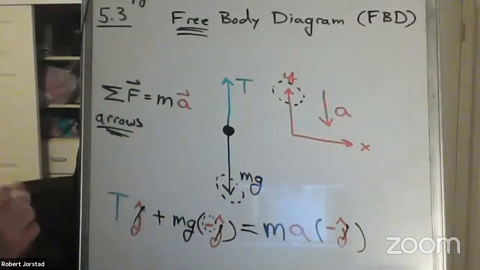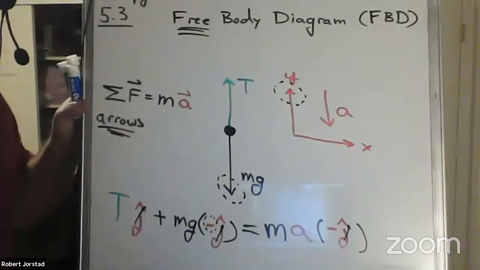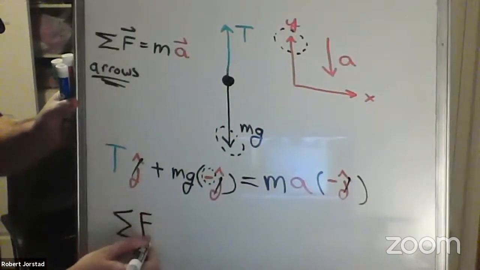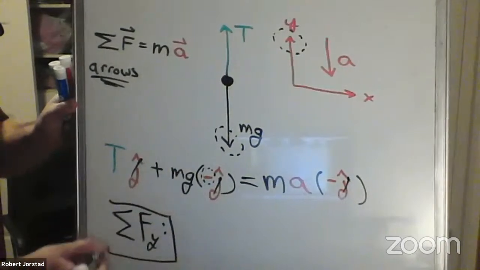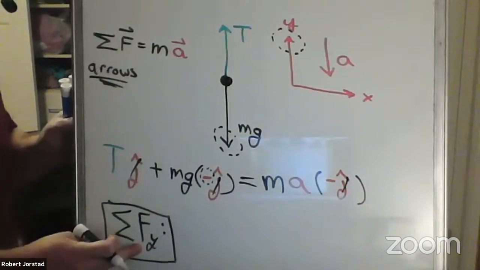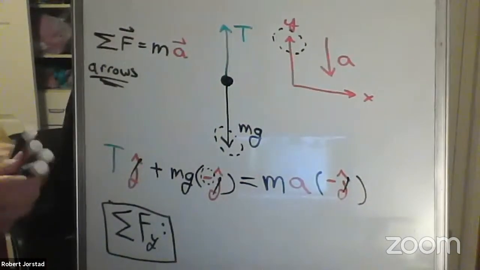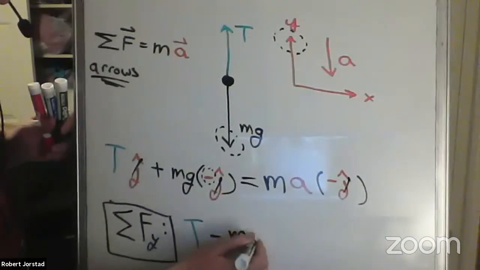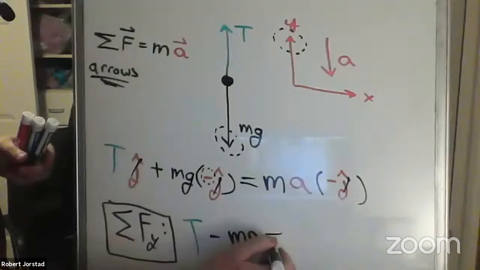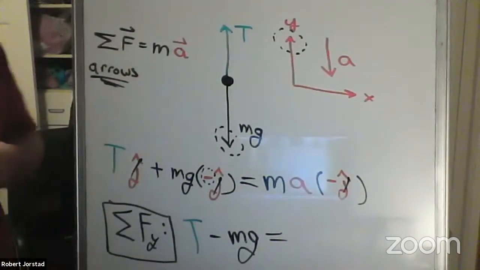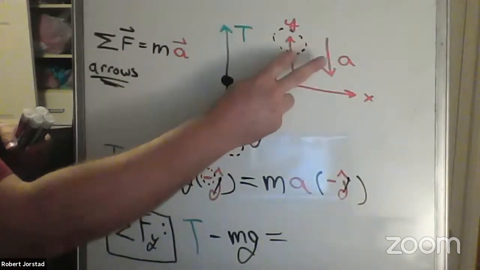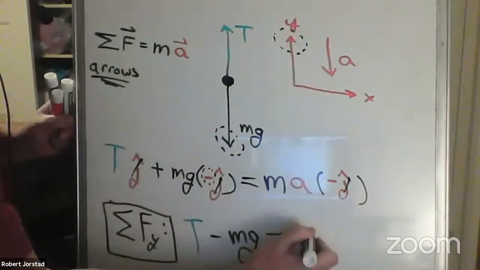Okay. All right. So when I clean this up, this is sometimes how you'll see it written. Sometimes what you'll see is someone writes sum of forces in the y direction. So this means j-hat parts. That way you don't even waste time writing the j-hats. Then you would say T minus mg equals, in this case, what would it equal? Negative ma. Negative ma. And people oftentimes miss this minus sign because they're so busy worried about these arrows, they forget to check the relative direction up there. So this would say negative ma.